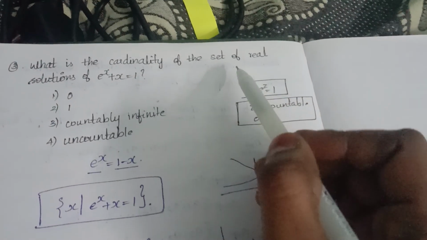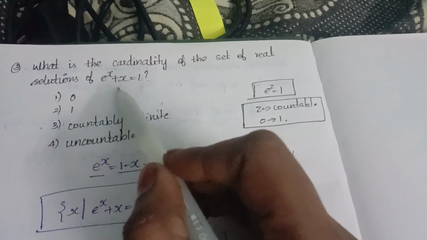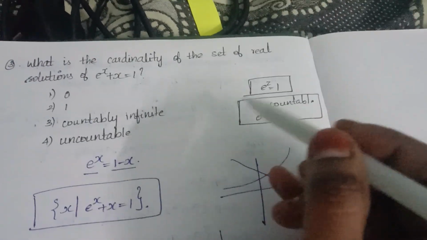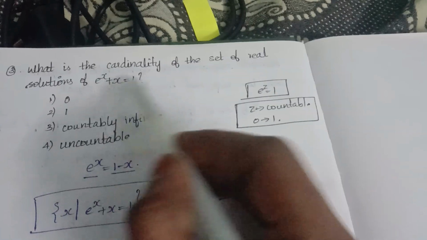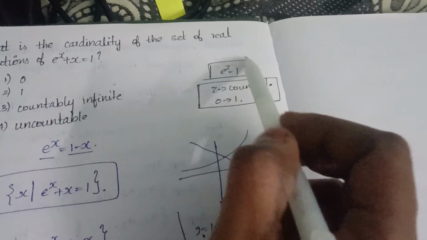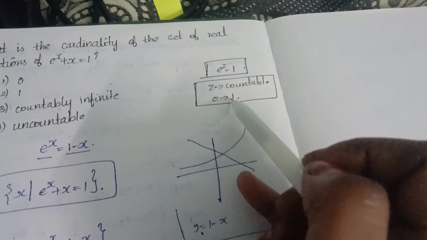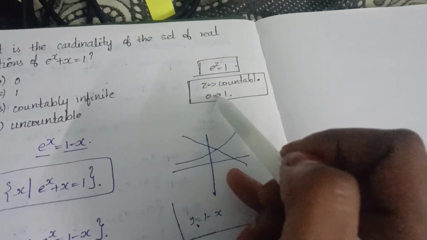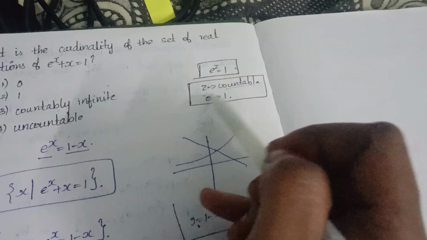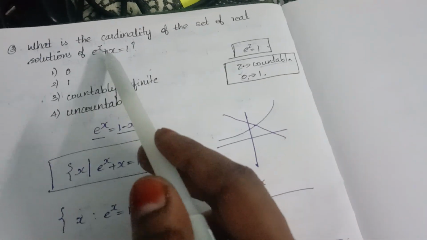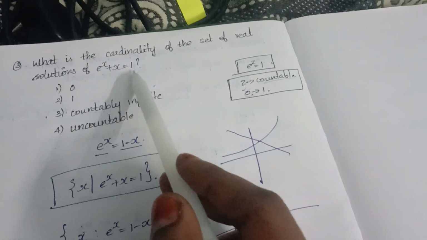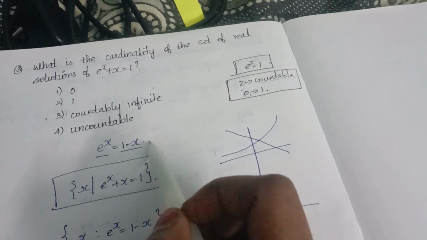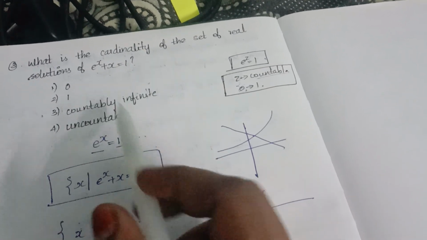Okay. Next, what is the cardinality of the set of real solutions of e^x + x = 1? The cardinality of the set is definitely countable and it must be 0 or 1. It should satisfy both the countable and 0 conditions. So for our convenience, we have to draw a graph and simplify the equation. So e^x + x = 1 means e^x = 1 - x, and we have to find the solution.